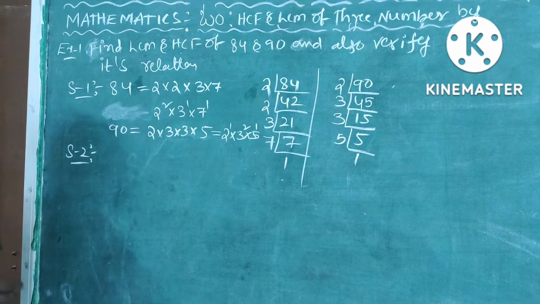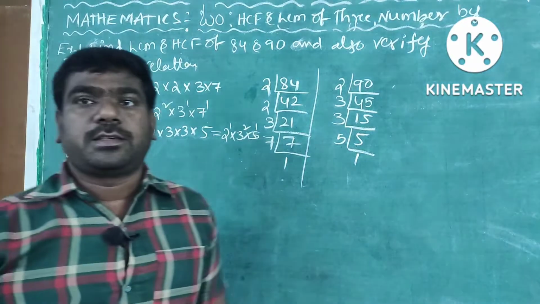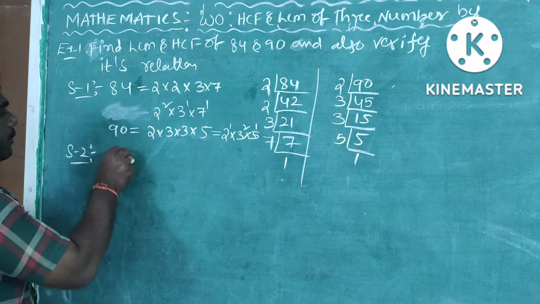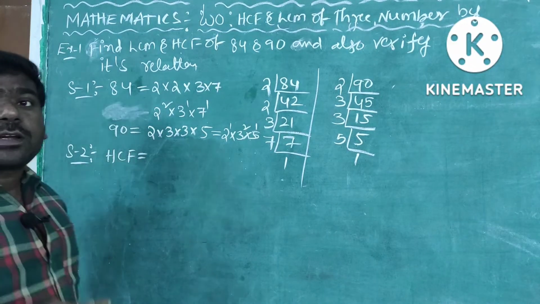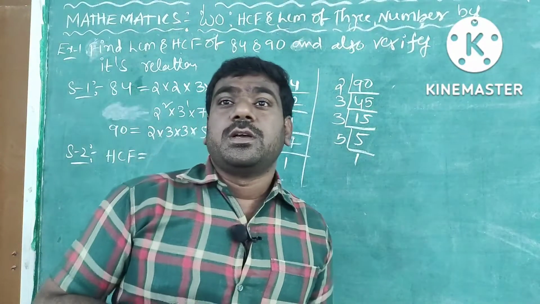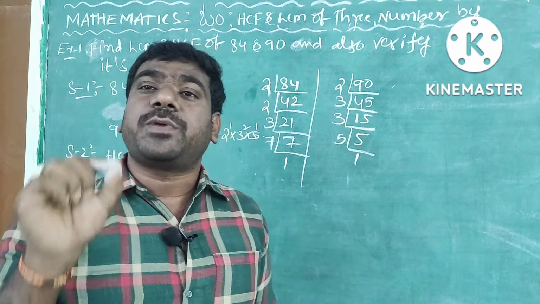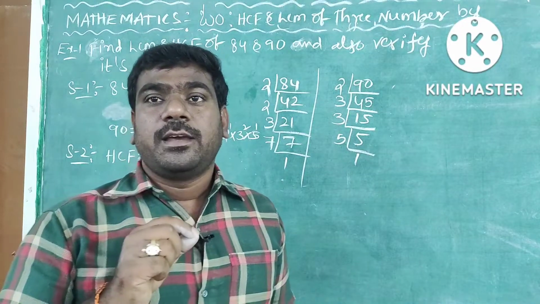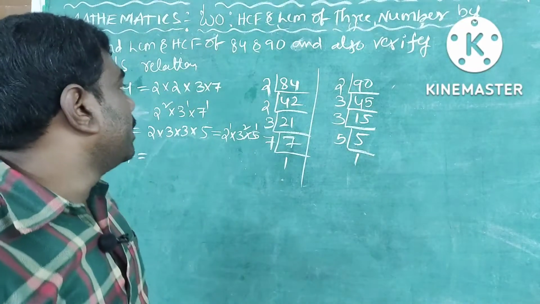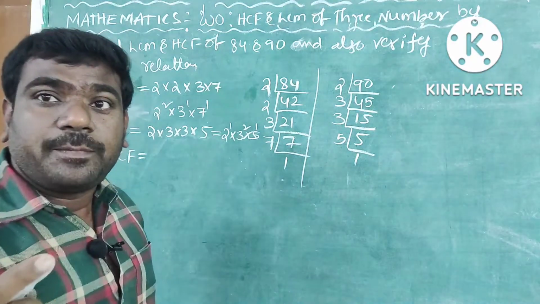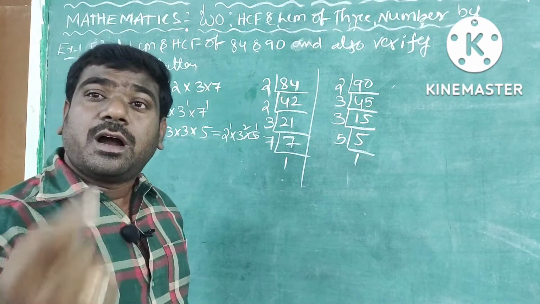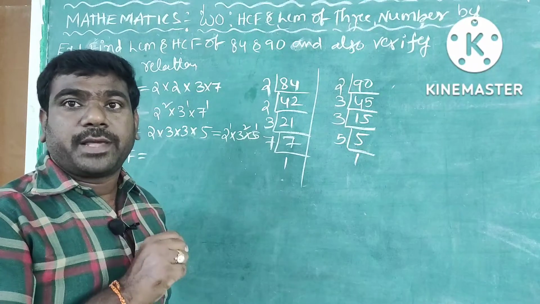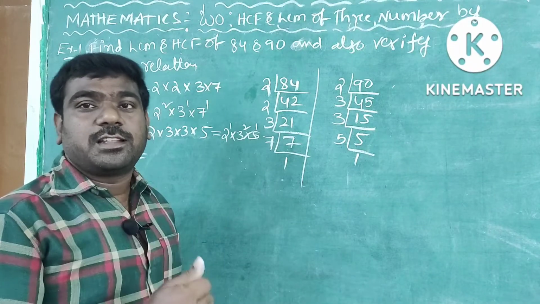By using the HCF and LCM formulas, we have to find the HCF and LCM. What is the HCF formula here? It is the product of the smallest power of each prime number involved in the numbers. That is the formula of the HCF. What is the meaning of this? If you want to find the HCF, apply the same procedure I am applying here. Listen to the concept and understand it.